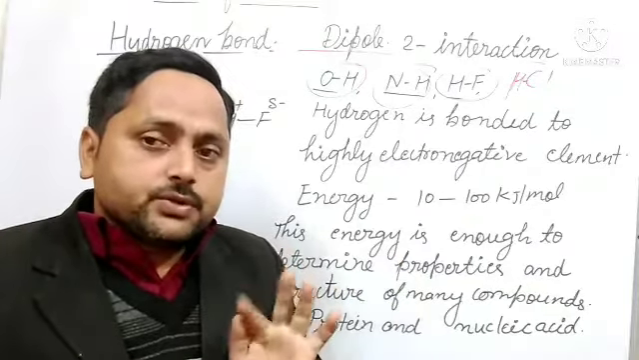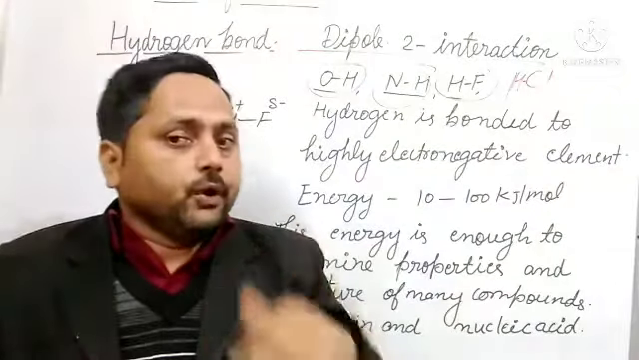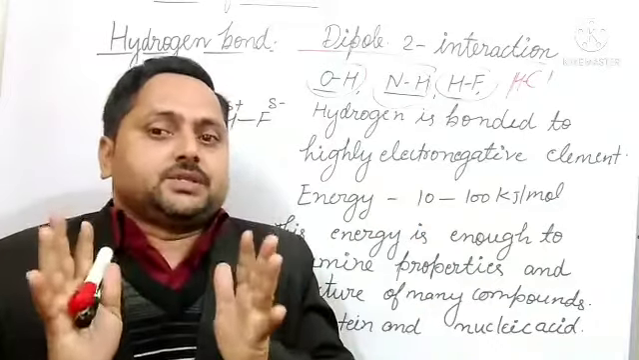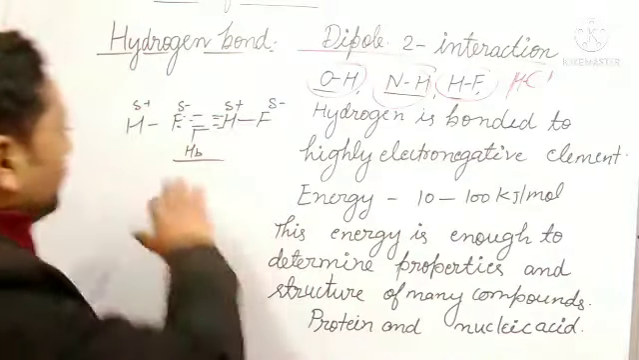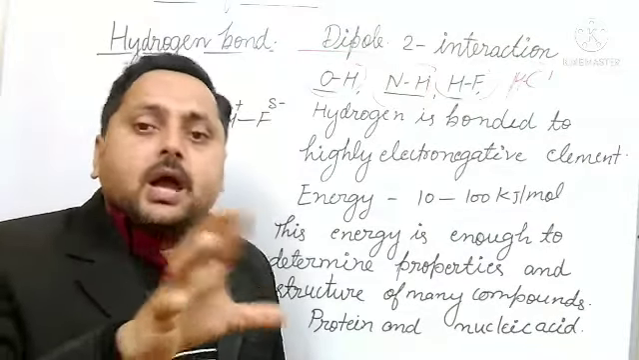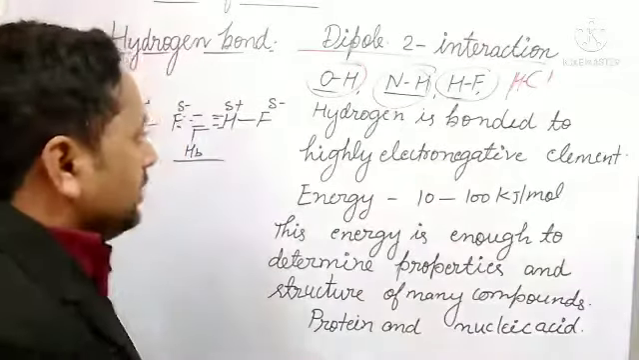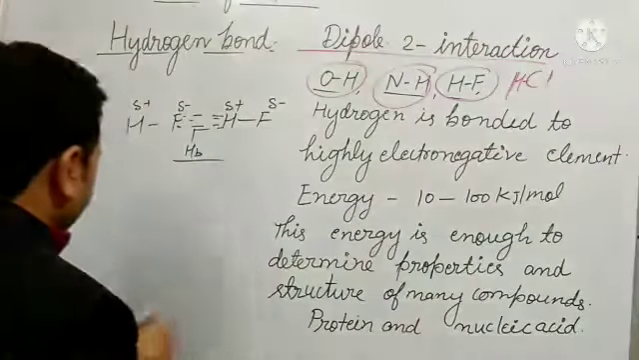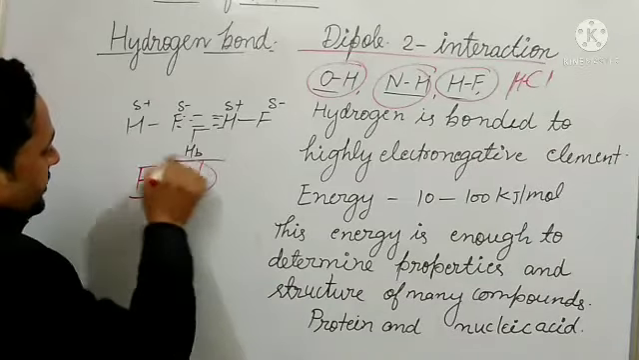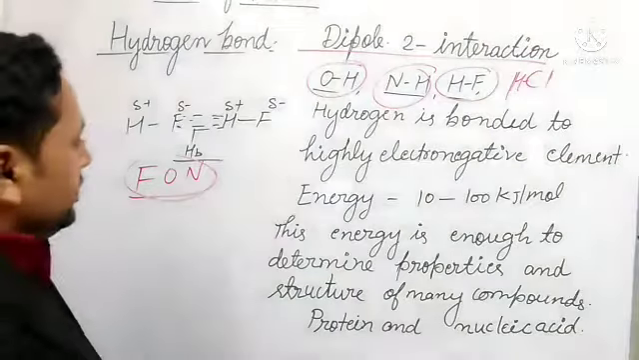Polarity is produced in a molecule, which means the polar portion of one molecule attracts the polar portion of another molecule, that is, the positive portion of one molecule attracts the negative portion of other molecules, and a bond is formed between them, which is called hydrogen bond. You might have heard of F, O, N, which means the most electronegative atoms, to which hydrogen is bonded.